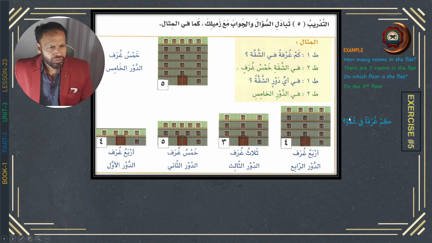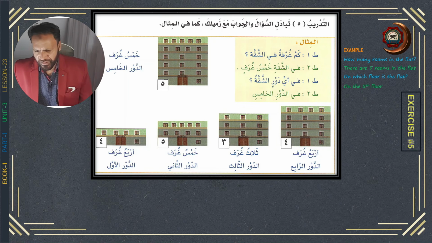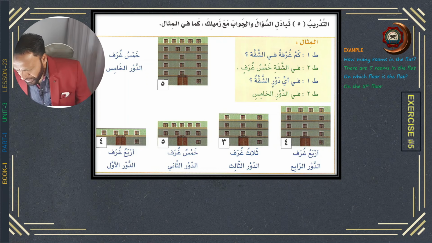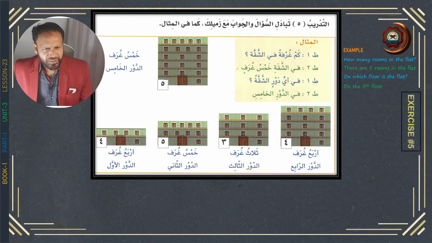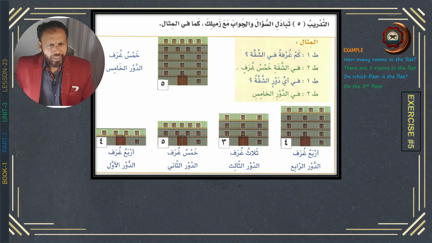So the words given were khamsu ghurafin and ad-dawril khamis. Those words were given and we are supposed to construct the sentences like this. So let's go quickly. Mustafa sir, the rightmost first one. You mean to say, sir, arba'u ghurfa? Right.